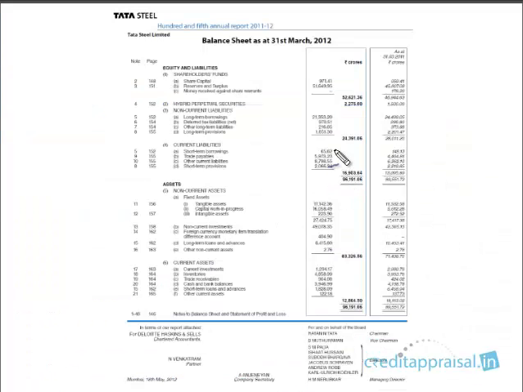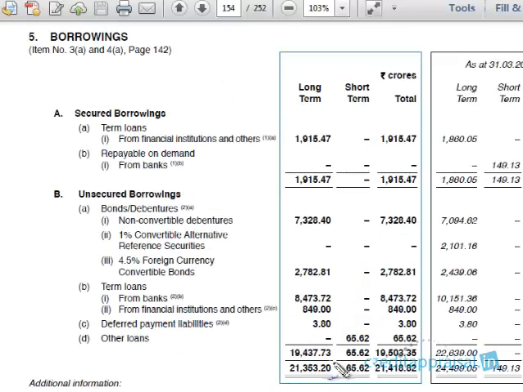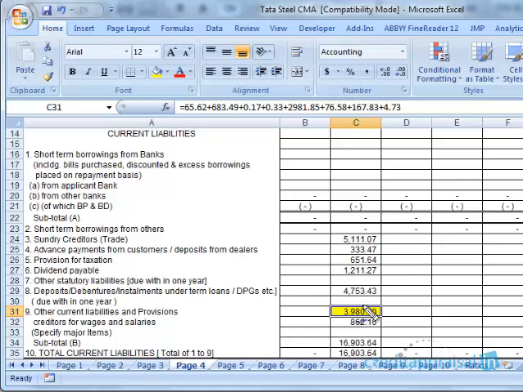Then 65.62 crores, this is short term borrowings. Let us see what the 65 crores is. It is the short term borrowings, only one item, other loans. Because this is not long term, let us not put it under term liabilities. Let us put it under current liabilities, and since no specific item is defined, we can put it under other current liabilities. So we have put 65 crores under other current liabilities.